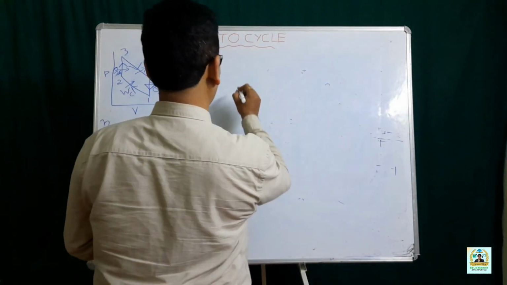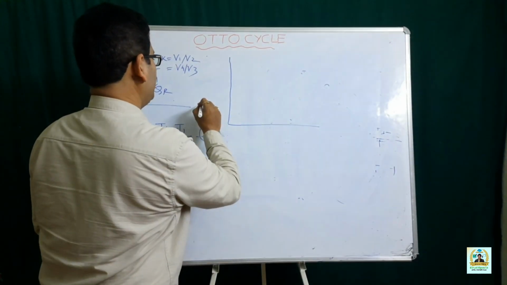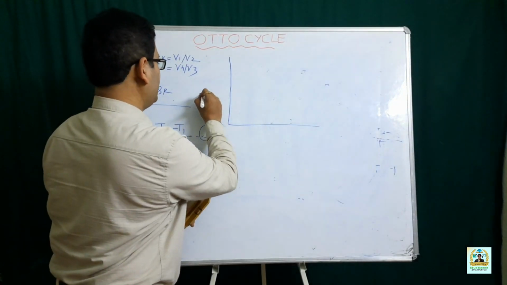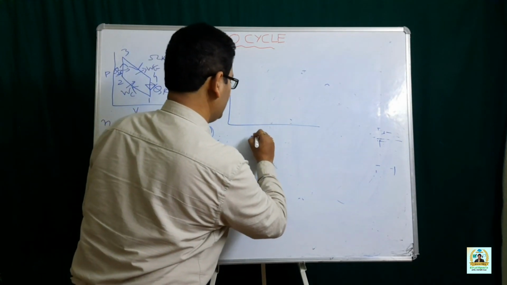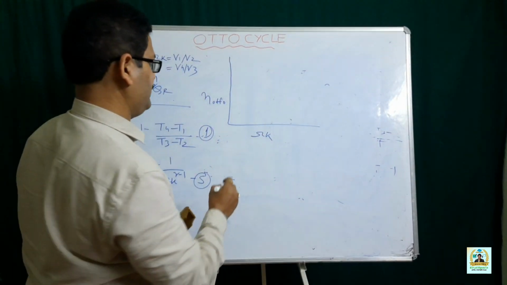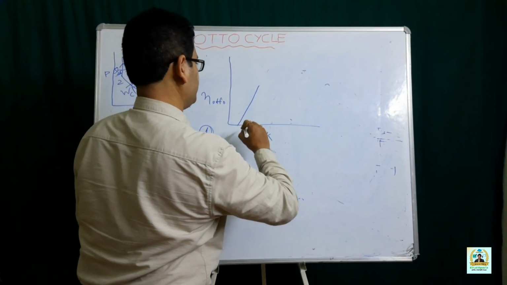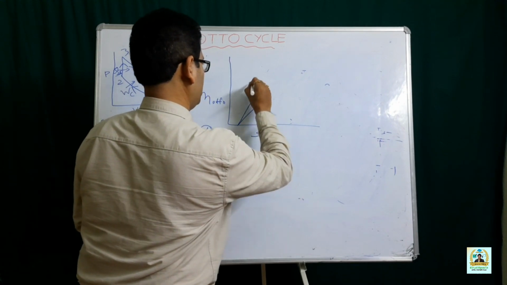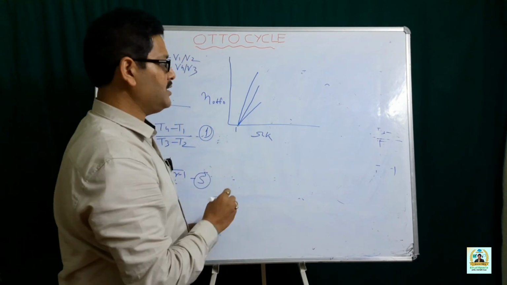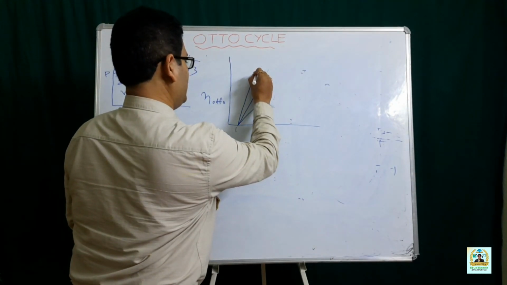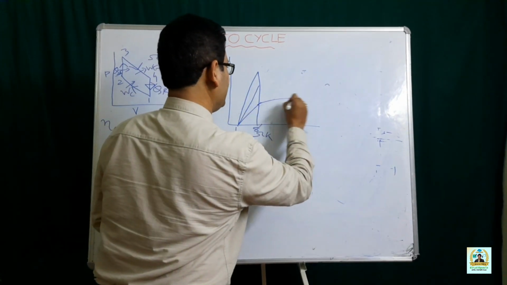But what is being observed, that we will analyze. This is a plot between the efficiency of the Otto cycle and the compression ratio. So what is being observed? This is actually 1, where the compression ratio is 1. It actually steeply rises up to 8, and after that it actually flattens.